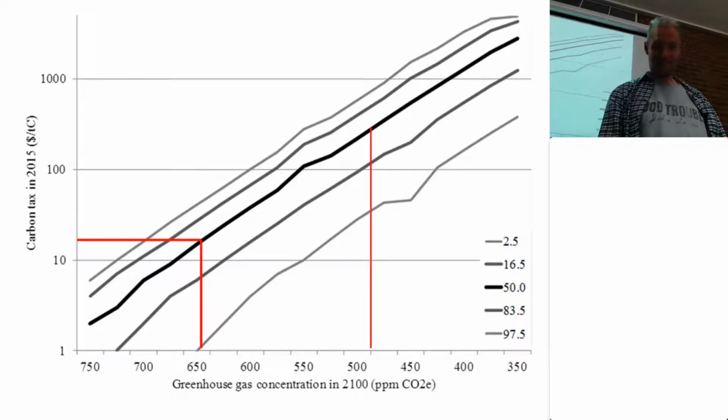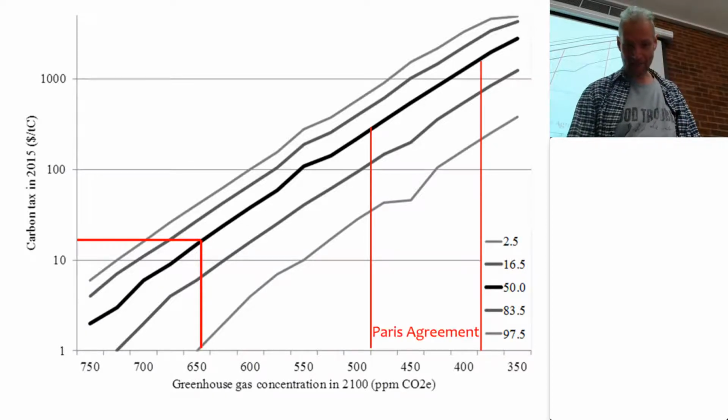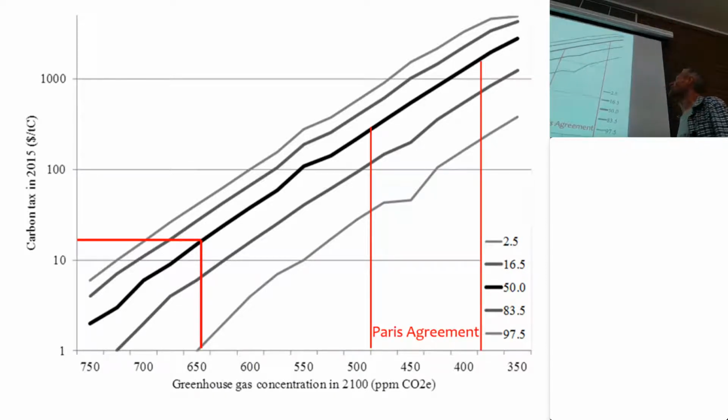What did we say we wanted to do in Paris? 2 degrees target. We need to drive the carbon tax up to 500. 1.5 degrees, the carbon tax should be more than $1,000 per ton of C, right? And I actually have the word Paris Agreement there as well. So you immediately see the tension between what is politically agreed and what is optimal, right?